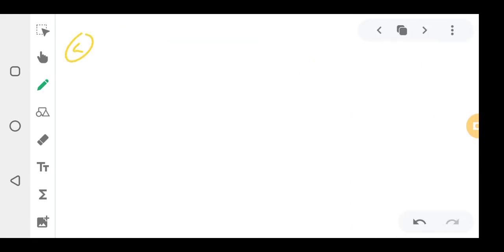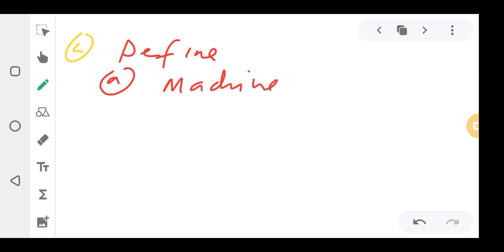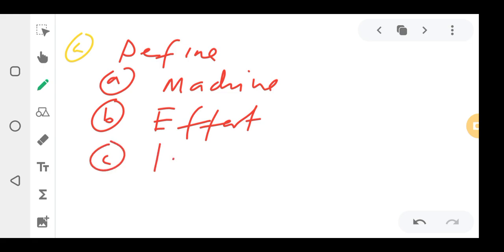Question 1. Define A: a machine. That is question 1. B: effort. C: load. First you have to define them. That's the first question. Actually, these ones are not 1. This is 1, 2, 3. So A1, A2, A3.